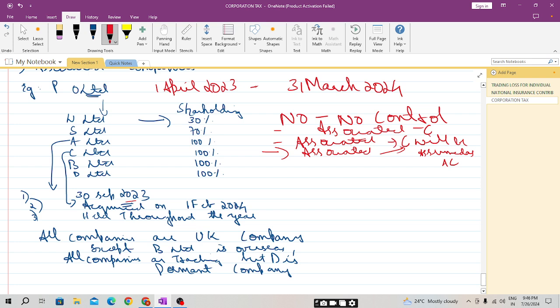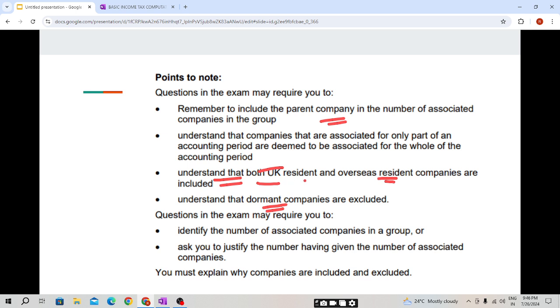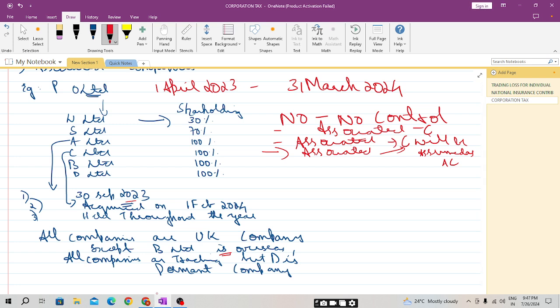B Limited 100%, we have control. All companies are UK companies, but B Limited is overseas. So the overseas company will become an associated company. Already we have seen it: both UK resident and overseas resident companies are included in the number of associated companies, because the number of associated companies is the figure used to divide the lower limit and upper limit. I hope this is clear. It is an overseas company, but we have control. It is included. It is associated.